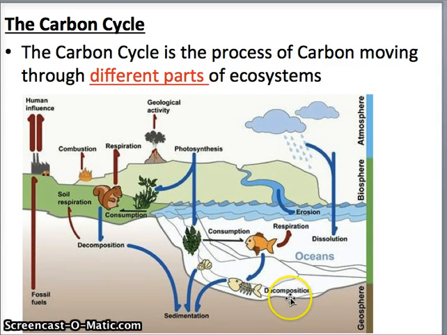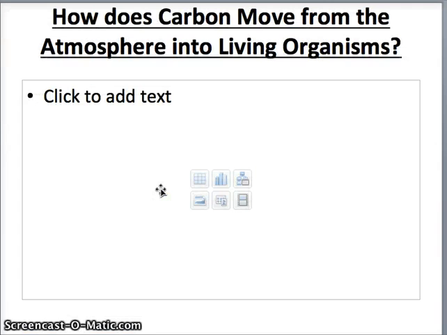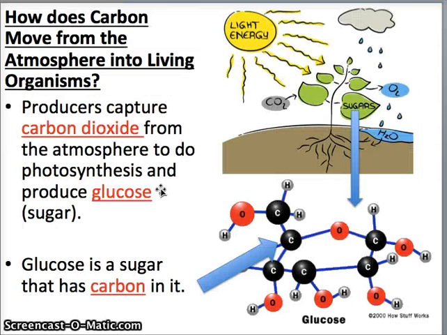You're going to need to know the different ways that carbon is being recycled to different living things, such as how you see it here. So, how does carbon move from the atmosphere into living things? Let's take a look. I mentioned producers earlier. Remember, producers will get carbon dioxide from the atmosphere and they will produce sugar or glucose.